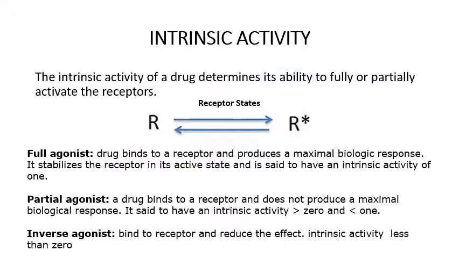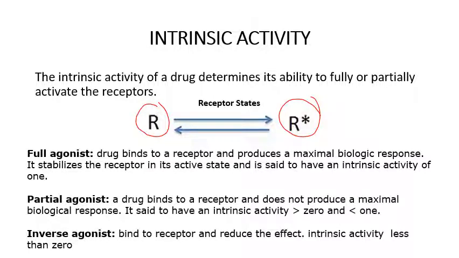Okay, so here we will talk about intrinsic activity. The intrinsic activity of a drug determines its ability to fully or partially activate the receptors. As we said before, receptors are normally found in two forms. These are the inactive and the activated form. And the conversion between these two states depends on the equilibrium dissociation constant.